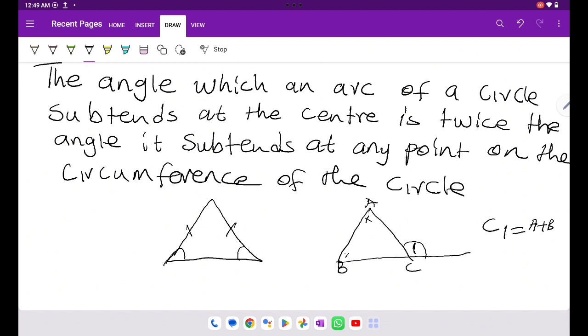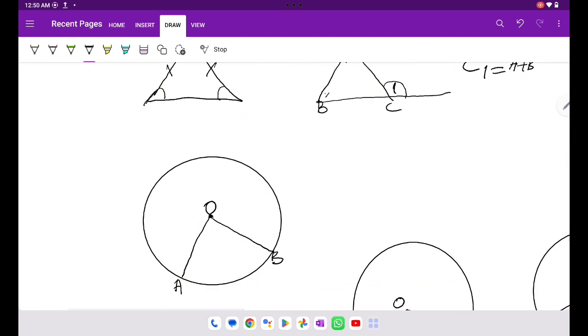Now it says the angle which an arc of a circle subtends at the center is twice the angle it subtends at any point on the circumference of the circle. It means we must have a circle, and we must have an arc. Let's say we have a circle with center O, and then we have arc AB.